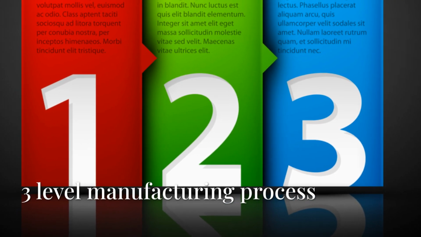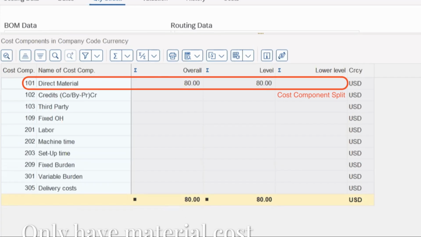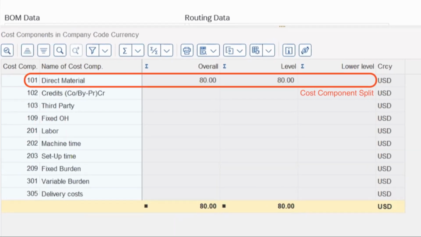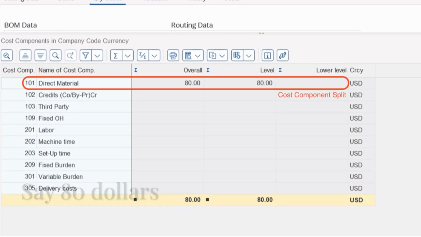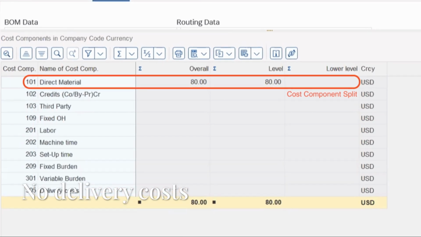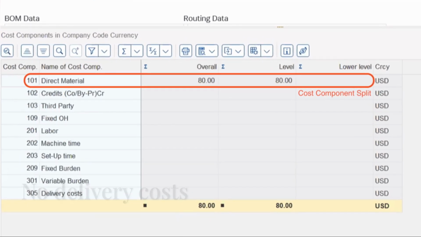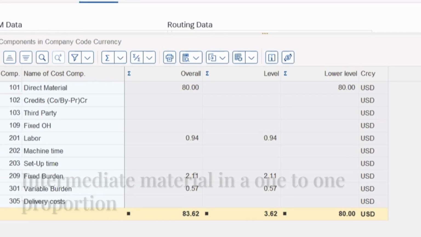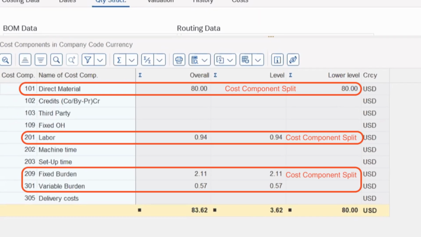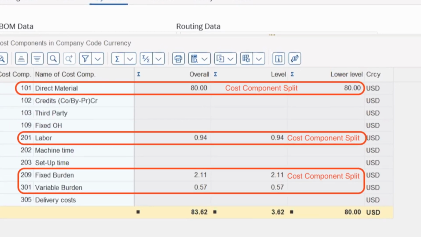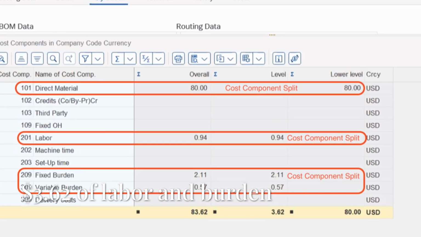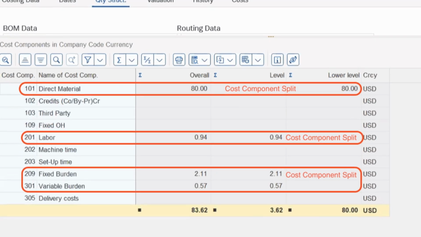Say you are analyzing a 3-level manufacturing process. The cost components split at the first level only has material cost, say $80 for material cost and, for simplicity, no delivery costs, for a total of $80. If that material is used by an intermediate material in a second level in a 1-to-1 proportion, then the cost component split will show the same amount of material cost, as no more material costs have been added, but, say, $3.62 of labor and burden at that level.